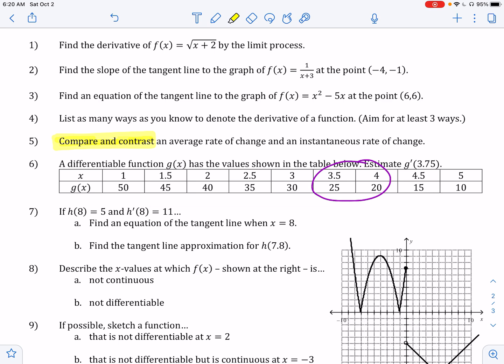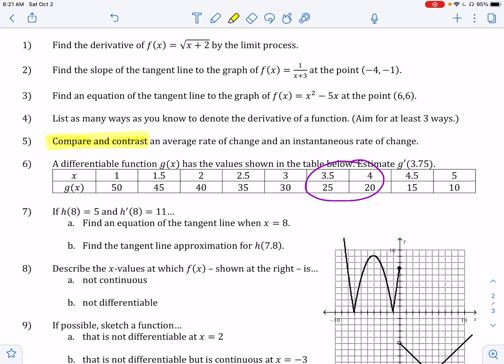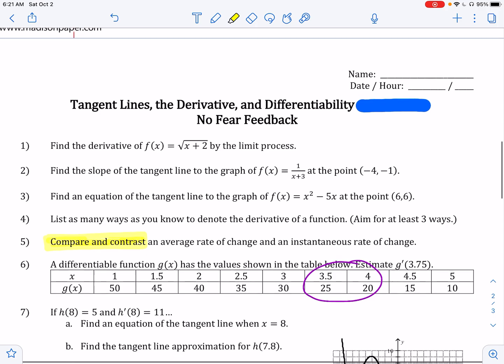And I'm not going to give you an answer to that one because I want you to figure that one out for yourself, even if you need to talk to a buddy. But we've been working on average rate of change and instantaneous rate of change for a while now, and you should be able to compare and contrast those. So I hope some of these tips improve your scores before the quiz next week.